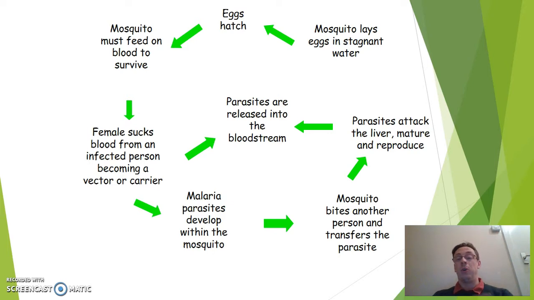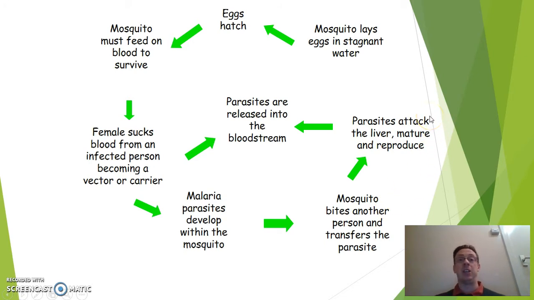So, what is the life cycle of the female Anopheles mosquito, and how does it marry up with the spread of malaria? We start up here. The mosquito lays eggs in stagnant water. These eggs then hatch, and mosquitoes need to feed on blood to survive. So the female mosquito sucks blood from somebody who's already infected with malaria, and that makes it a vector. The malarial parasites develop within the mosquito, because the mosquito itself isn't vulnerable to the parasite. The mosquito then bites someone else, and that transfers the parasite into that person.